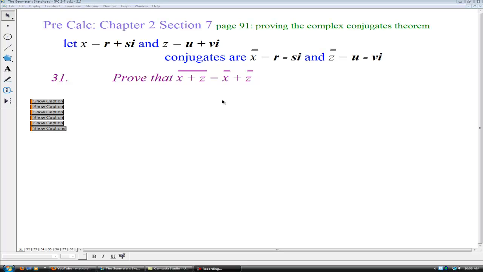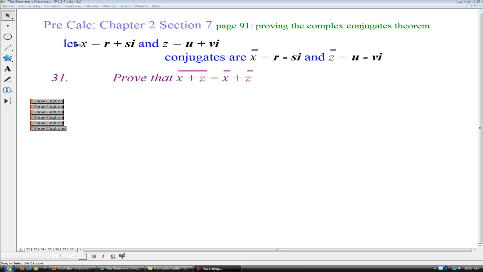In this video, we're going to look at a series of problems from the textbook which are designed to prove the complex conjugates theorem. Alright, the first problem in this series is number 31, where we are to prove that the conjugate of x plus z equals the conjugate of x plus the conjugate of z.